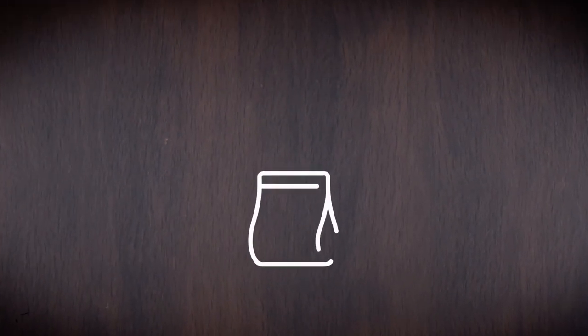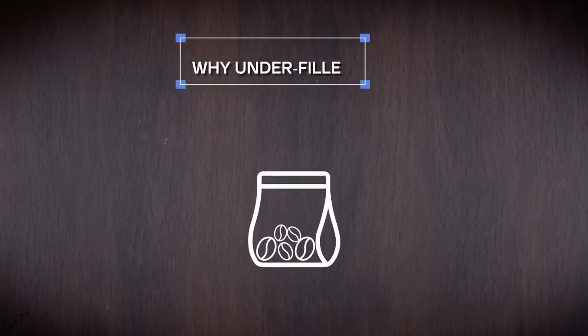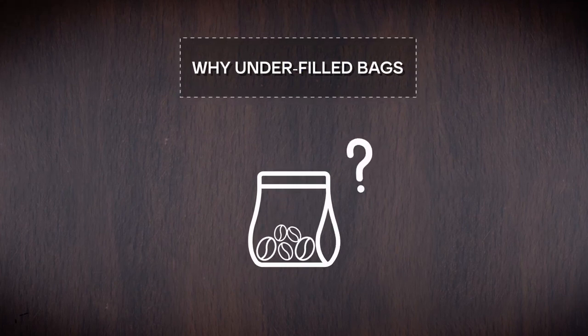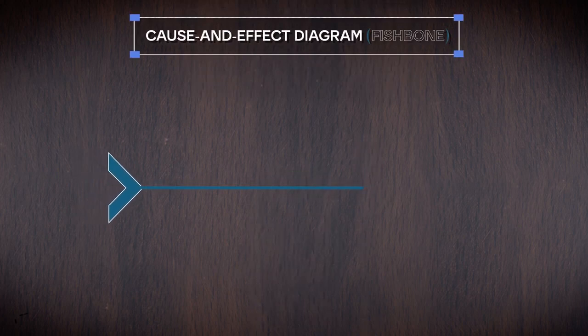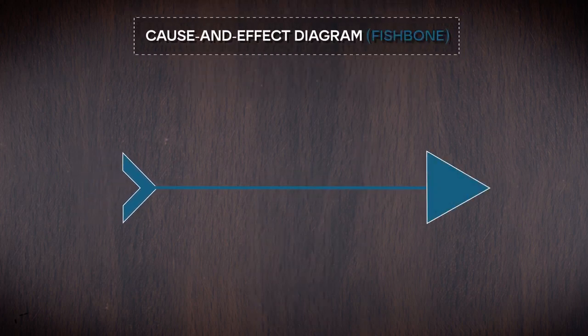Now we dig deeper into the underfilled bags problem. If we want to solve this problem, we need to first understand why it happens. For this, we use the cause and effect diagram, also known as a fishbone. The fishbone diagram looks like this.